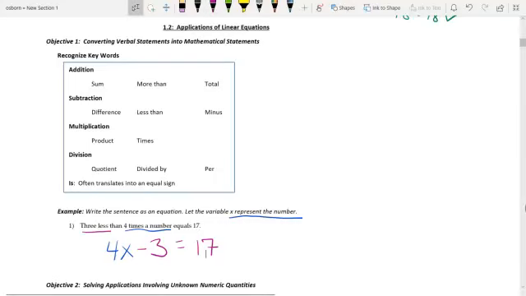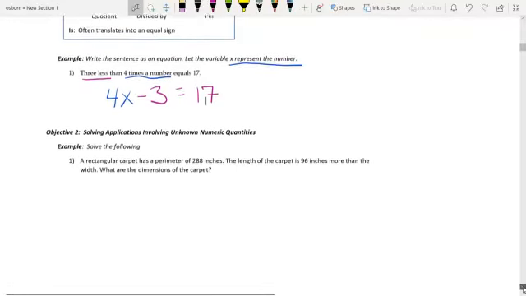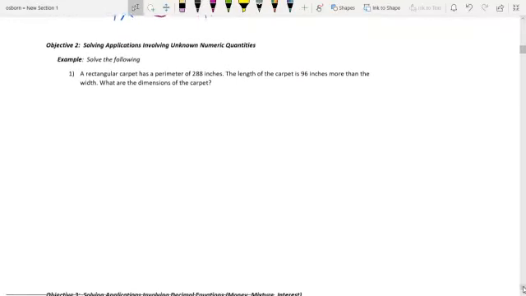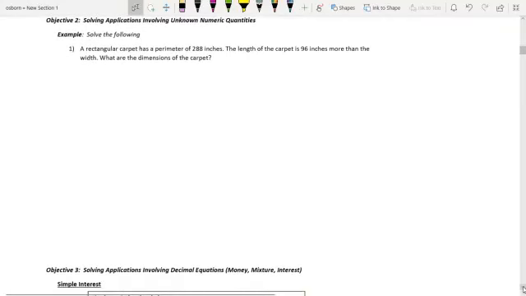All right, so let's look at another example. Word problems, everyone's favorite, right? All right, so it says a rectangular carpet has a perimeter of 288 inches. The length of the carpet is 96 inches more than the width. What are the dimensions of the carpet?